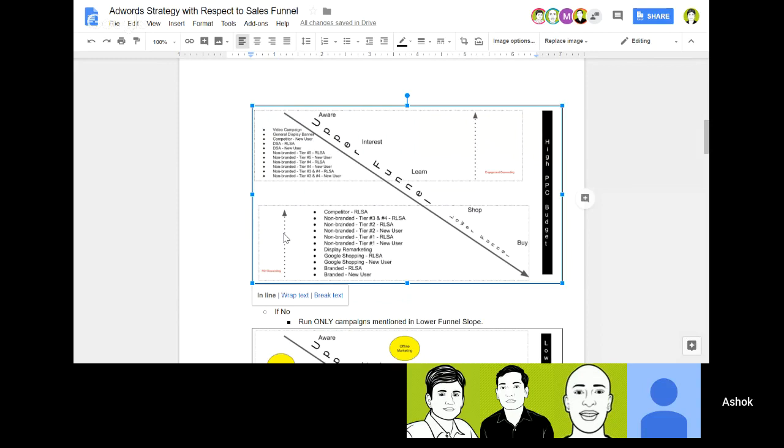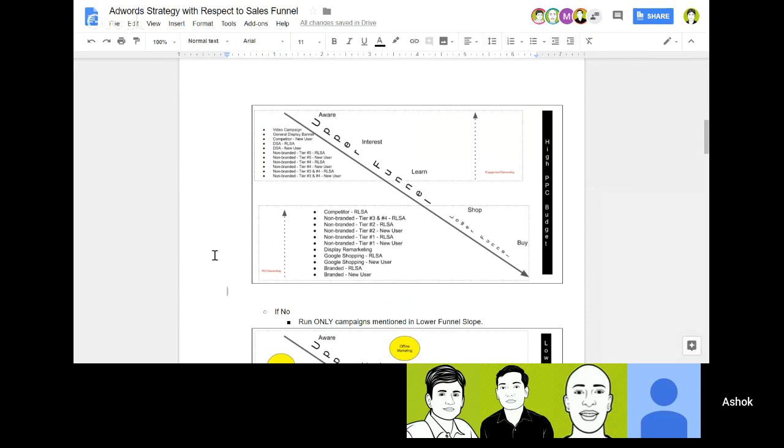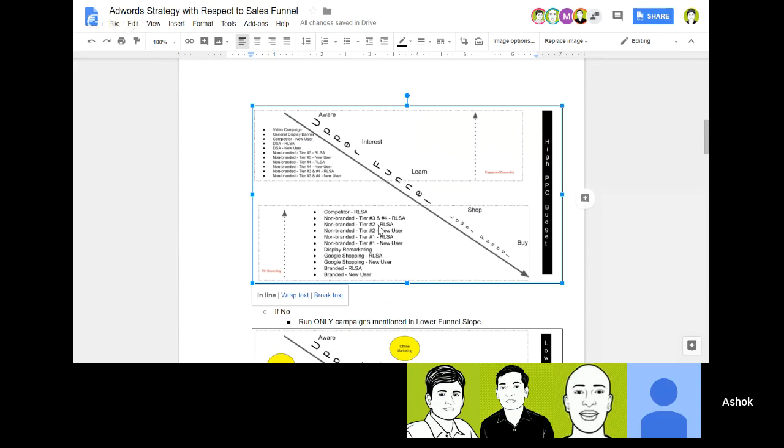Now, at the bottom, you are going to see a really interesting table. So this is actually the lower funnel audience. I mean, lower funnel campaigns hitting on getting ROI as a goal. Then comes upper funnel campaigns. So all the campaigns after tier 1, 3, and 4 RLSA, make a note of that here. Tier 3 and 4 RLSA only we are targeting. New user campaign is coming up here.